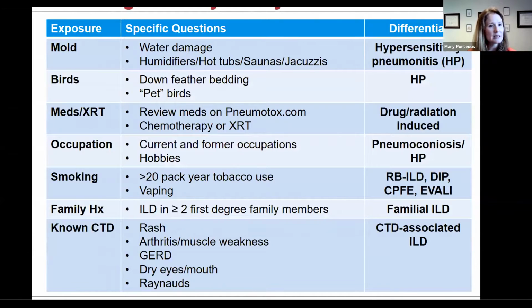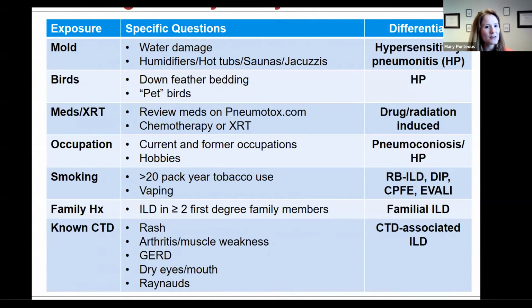And then a key is looking at exposures. Doing telemedicine over the past year has been nice because you can actually see where people are living and see if there's anything you can spot in the background. I had one person put the phone down. I was looking at the ceiling and I was like, that's mold up there. We don't often get that lucky.